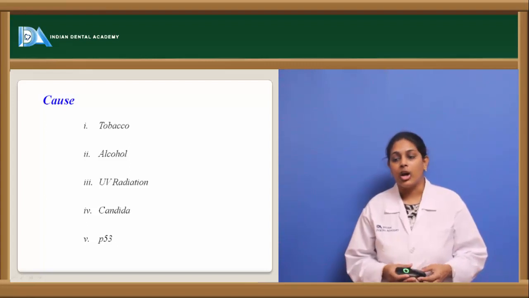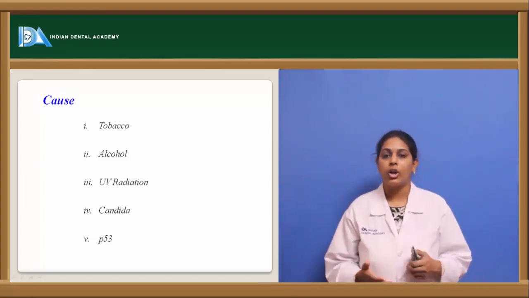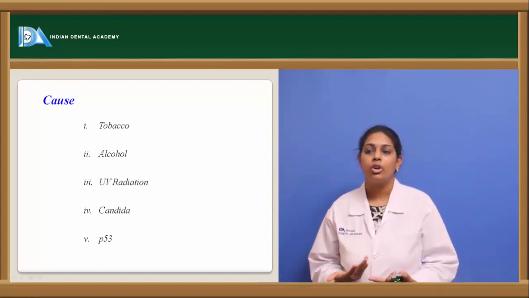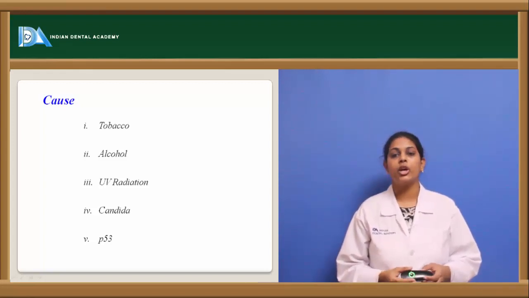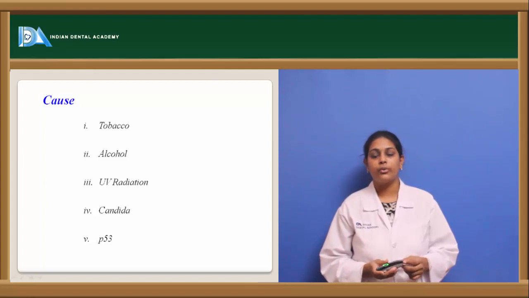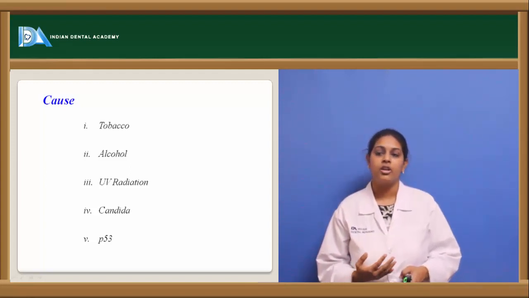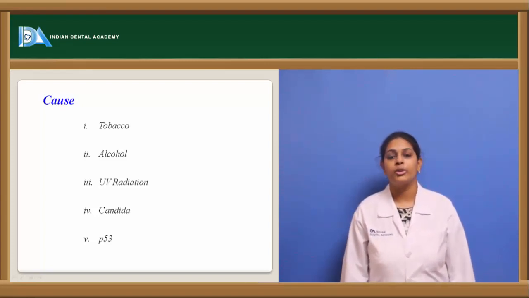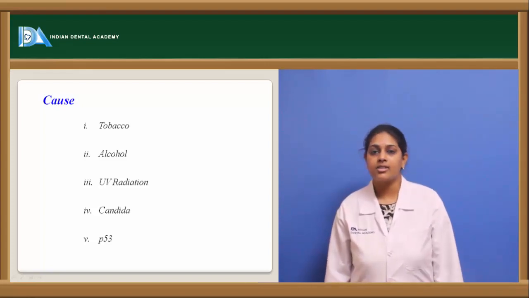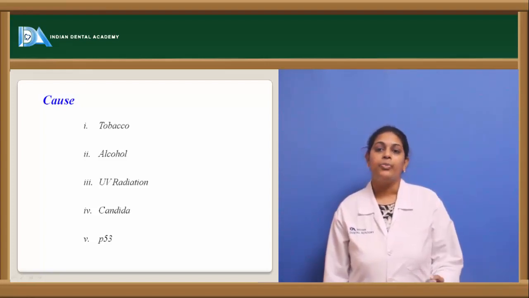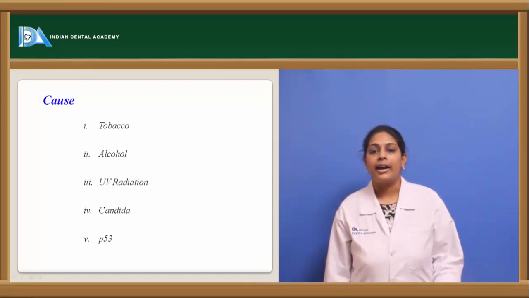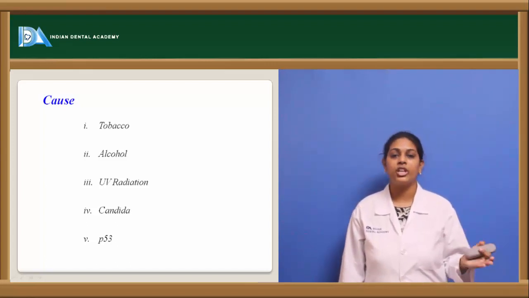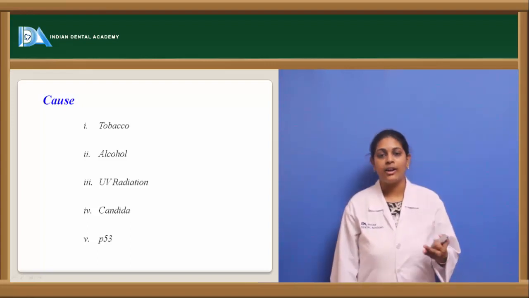Other than that, alcohol can also be a condition. Alcohol alone cannot be the cause, but alcohol in synergy with tobacco habits can result in leukoplakia formation. UV radiation can also be a cause. That is, exposure to ultraviolet radiation can also be one of the causes for leukoplakia to develop. Candida is one of the species which can also result in formation of this white plaque. Candidiasis is a condition where we see a similar white patch formation, but in candidiasis this patch cannot be rubbed off, whereas in leukoplakia it can be rubbed off. These are the differentiating features between candidiasis thrush and leukoplakia.